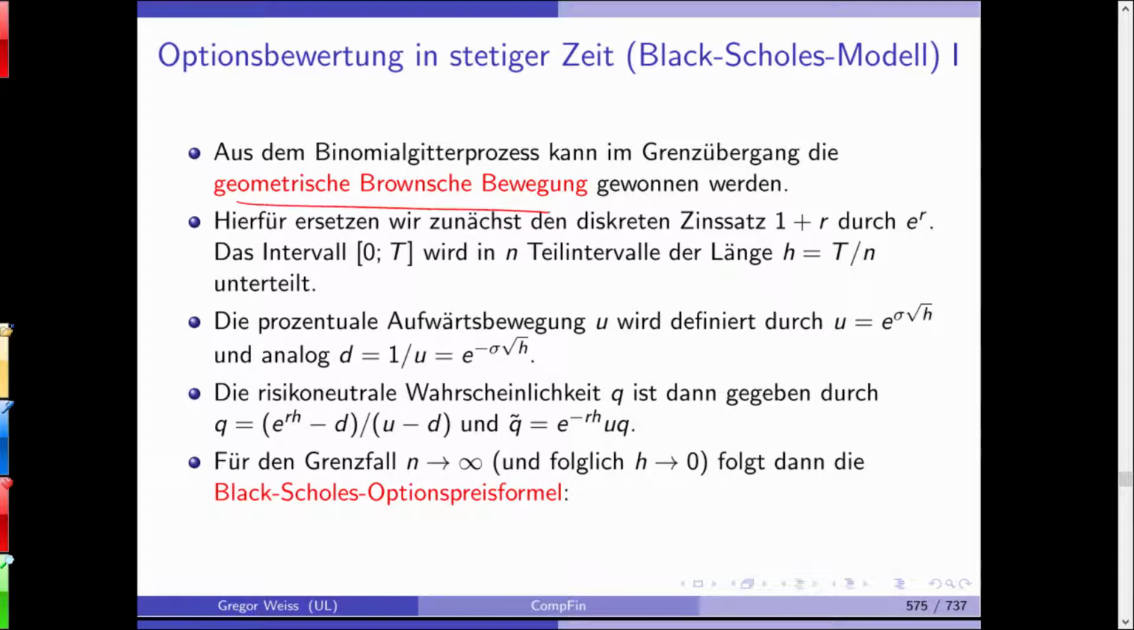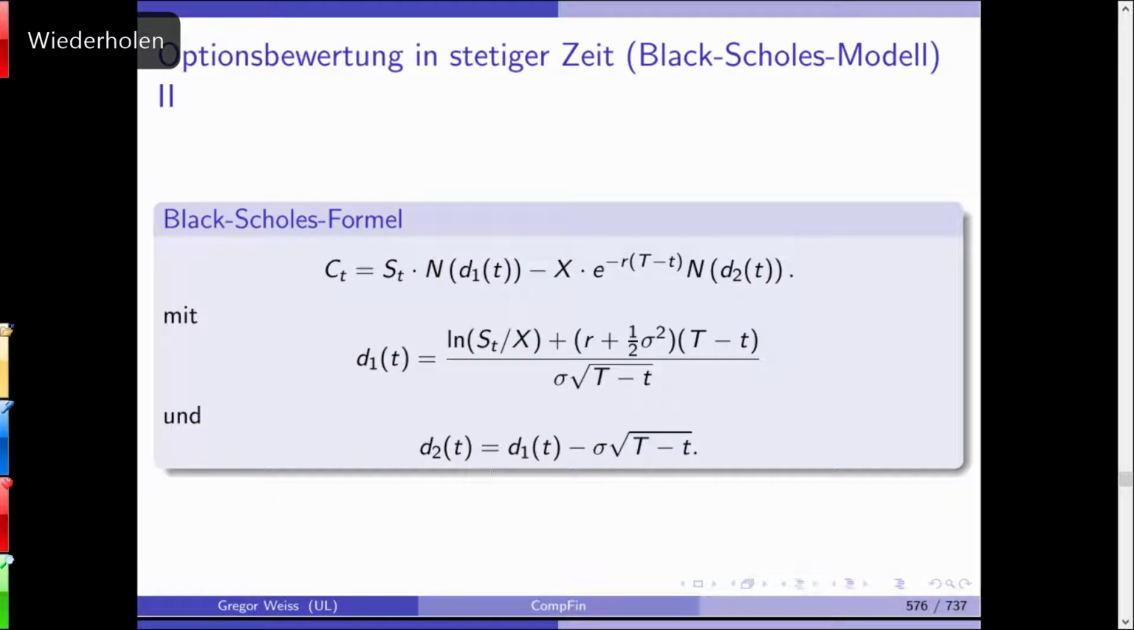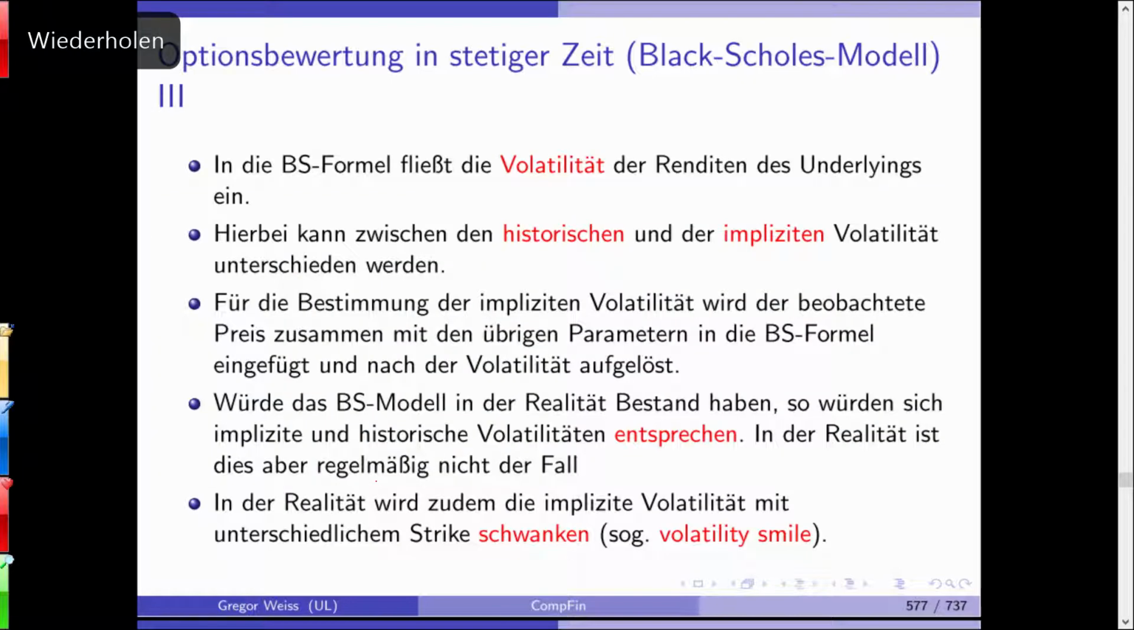This is just what I just said. The binomial lattice process is the limiting case. If you let the time steps become smaller and smaller, you will get the geometric Brownian motion. You substitute the discount factor, and again, for n to infinity, the Black-Scholes pricing model is the limiting case of the binomial model. So remember this. This is here, obviously, the Black-Scholes pricing formula. Okay.